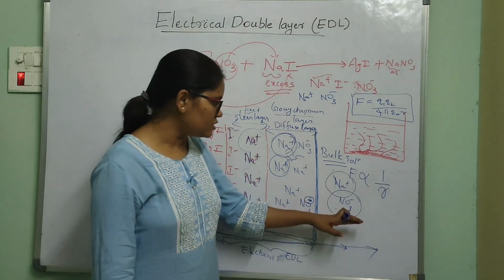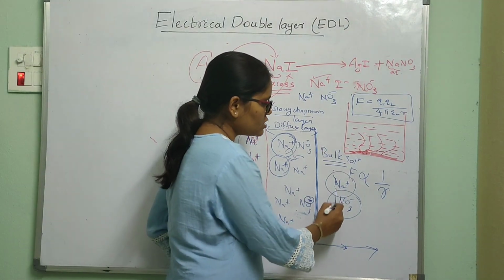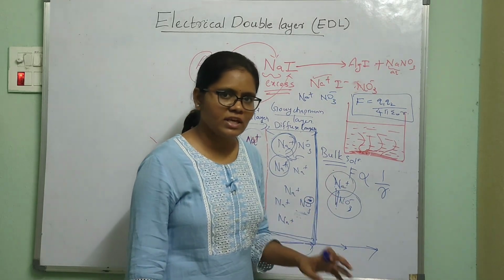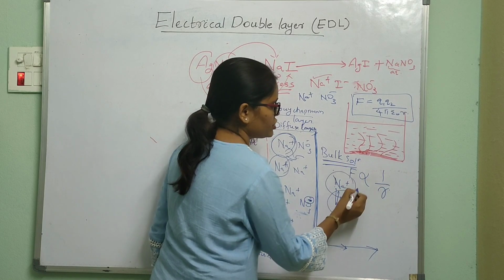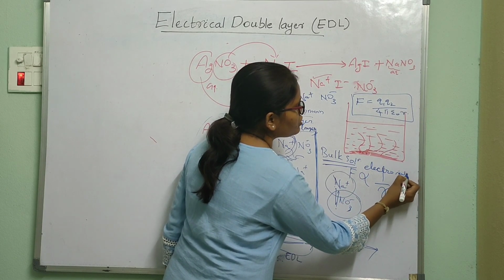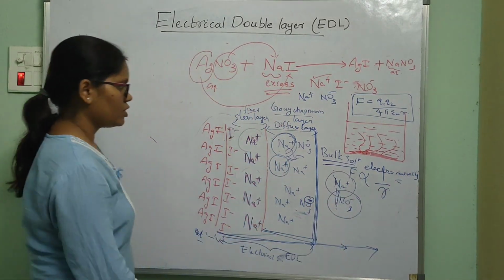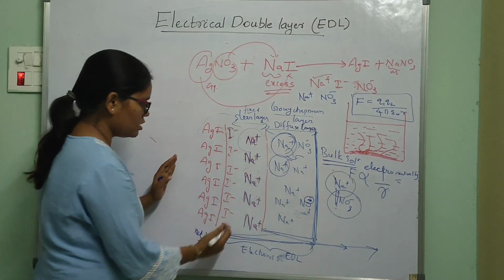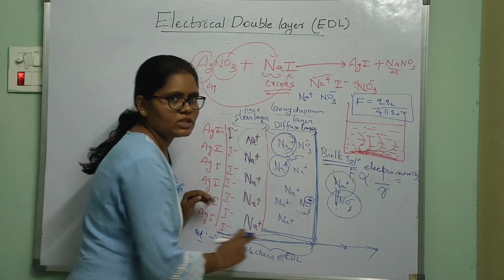But when you move farther from the surface, you will reach a stage where the concentration of positively charged ions and negatively charged ions become equal, and that state is the bulk solution, in which there is electrical neutrality. So there will be no charge. So the combination of the Stern layer and diffuse layer around the colloidal particle is called the electrical double layer.